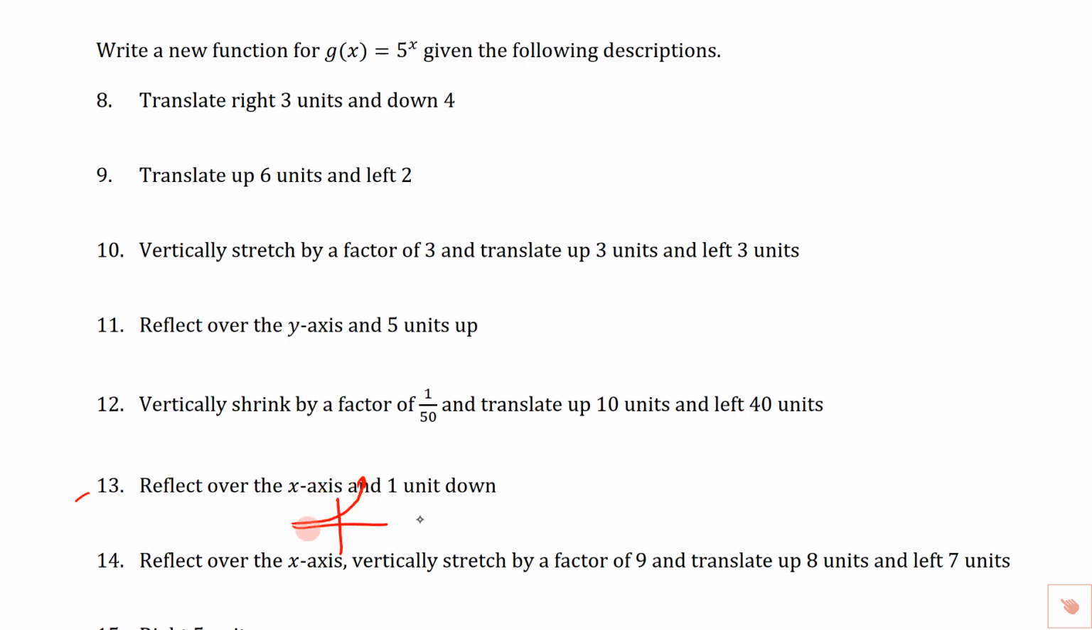If we reflect it across the x-axis, so here's the x-axis, what we're going to do is flip everything that's on the top to the bottom. So it's going to look like this. It's a vertical flip, so that's a vertical change. So what's going to happen here is we're going to multiply the function, whatever that was, by a negative. So this is going to be negative 5 to the x.